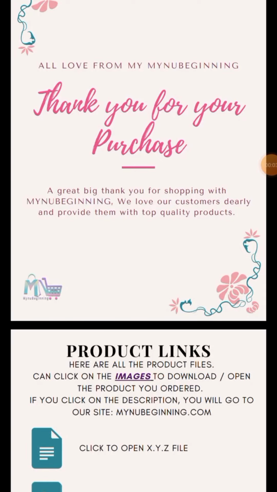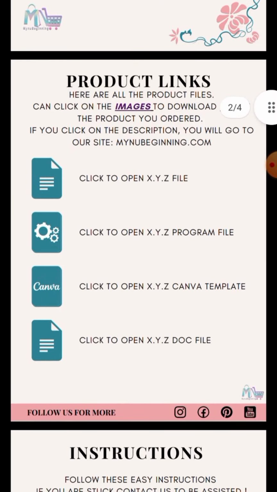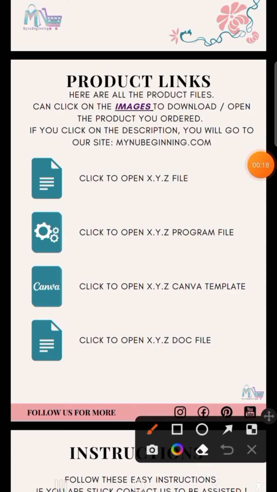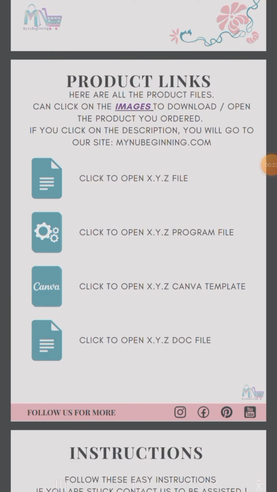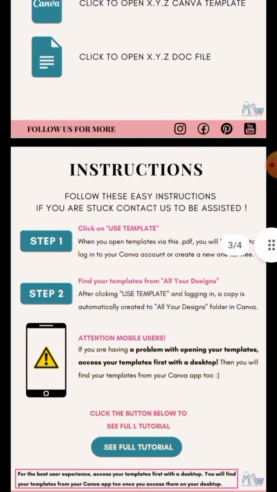When you receive this PDF, you can see right here all the product links are placed in this PDF. You just need to ensure that you don't click anywhere in this description, otherwise you will land on our website. You need to click here on this Canva image to get your main product, your templates. But before this, here are some instructions for you which you can easily follow. But if you are stuck, you can contact us to be assisted.